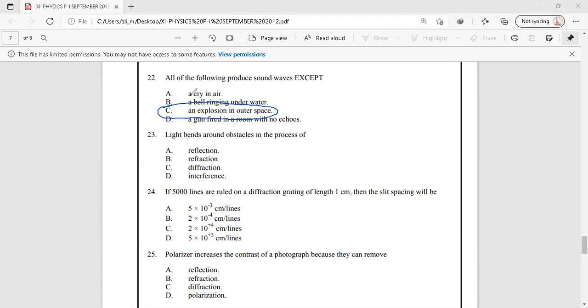When light bends around an obstacle, this process is known as diffraction. It is the bending of waves from the sharp edges of an obstacle. So this bending or spreading of waves is termed as diffraction of light.